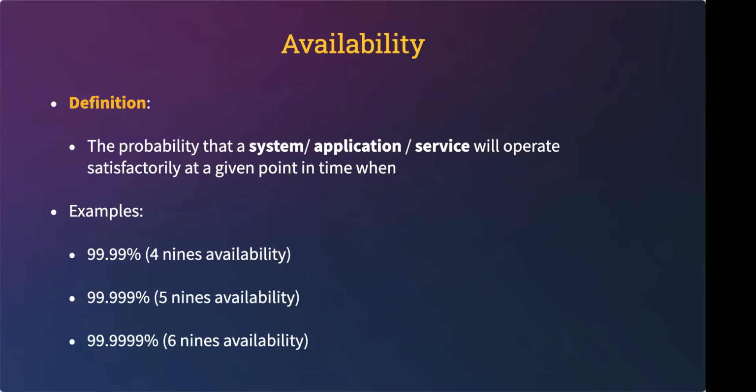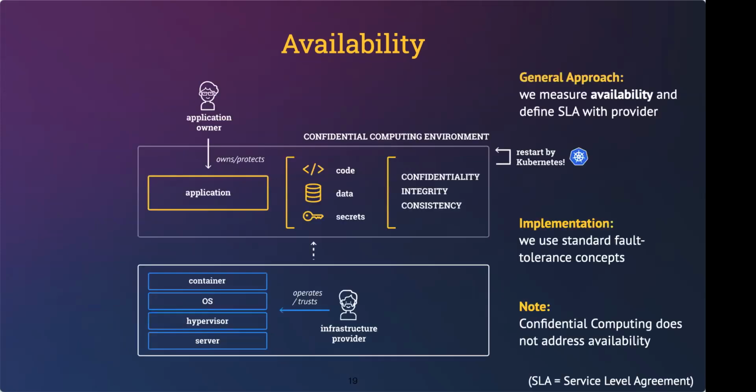Availability is the probability that our system, application, or service is available at a certain point in time. And typically, we give that in nines. We give that availability in 4 nines, which means 99.99%. 6 nines will be 99.9999%. So there, confidential computing does not help you with respect to availability. This is not a goal of confidential computing.